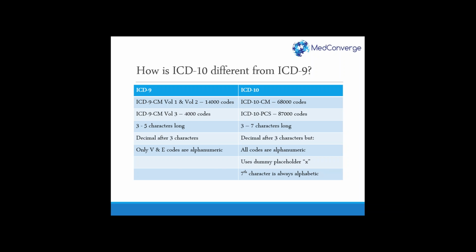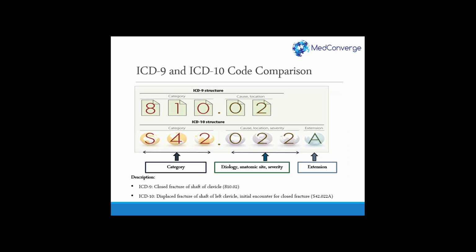Okay, now let's compare the structure of the code set. So why do we have 7 digits instead of 5? What are the added features here? So now with ICD-9 structure, the first 3 digits represent the category, which specific body system is this code representing. And then the following 2 digits or 2 characters represented the cause and the location. Okay. Now with ICD-10, we have 2 additional components. One is the severity and the other one is the extension.